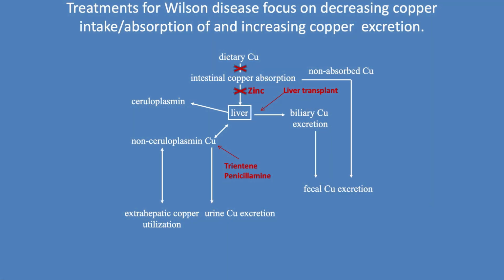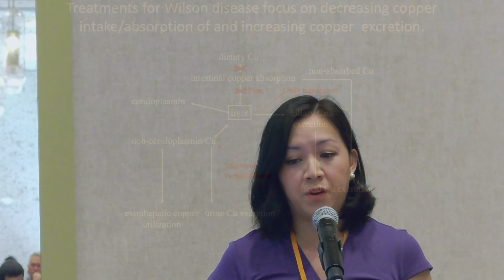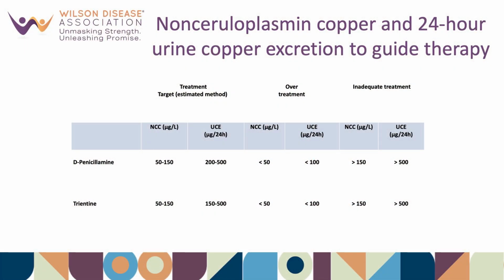So how do we achieve this copper balance? And I love this diagram, which Dr. Shulsky kindly shared with me, because you can see where we target our treatments. We tell you, have a low copper diet. We give zinc to help prevent intestinal copper absorption. Trientine and penicillamine help promote the excretion of the non-ceruloplasmin copper into the urine. And as a transplant hepatologist, I can never forget about thinking about transplant for my patients.